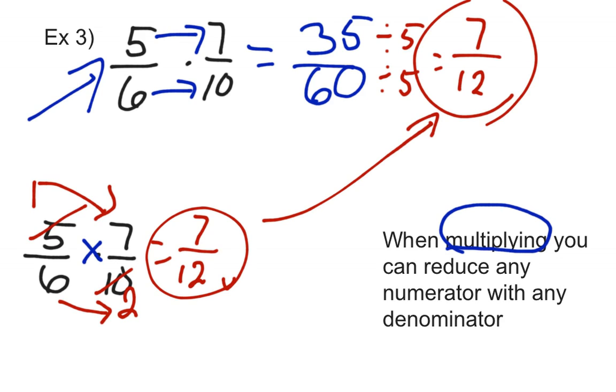But by reducing before we actually do the multiplication, what happens is it saves us sometimes from working with some large numbers. Okay, now 35 over 60 wasn't too big, but sometimes they get quite large, and then it's harder to reduce. We want to look to do any of these cross-reducing before we actually do the multiplication.